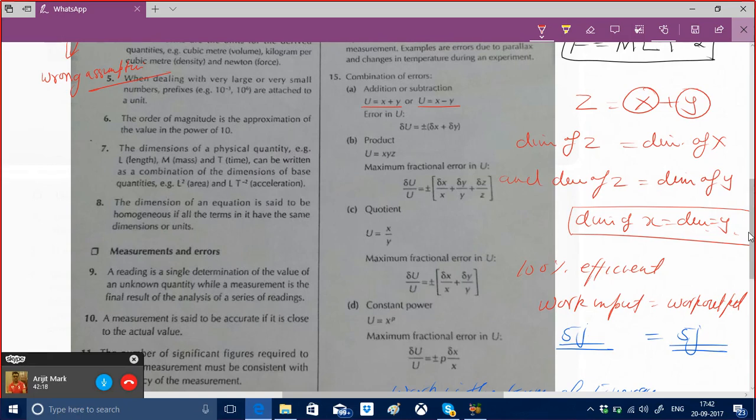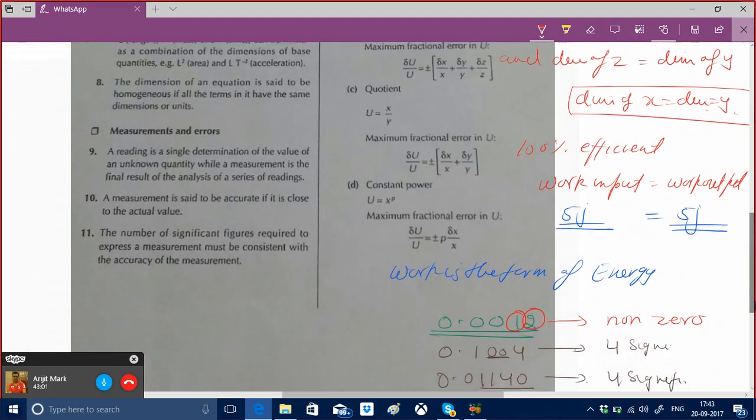The maximum error will also be considered like this: suppose you are taking u equals x into y and u equals x by y. Clearly you have to understand that in both conditions your maximum fractional error is del u by u equals del x by x plus del y by y. Are you able to see my moving cursor? Yes, I can see it. Great. So here and here, in both conditions, they are just the same.